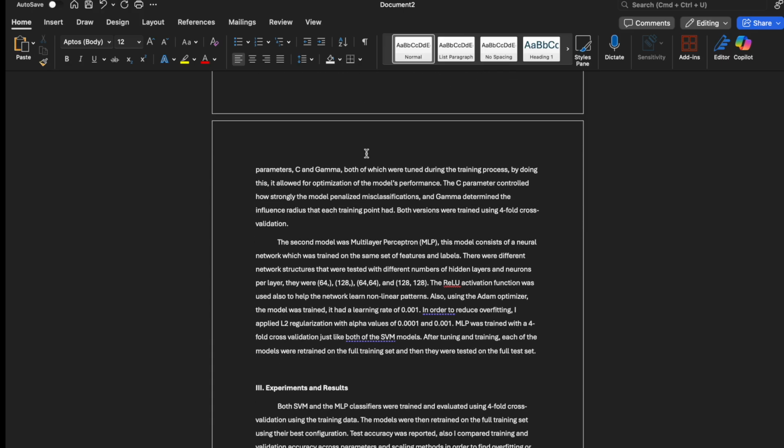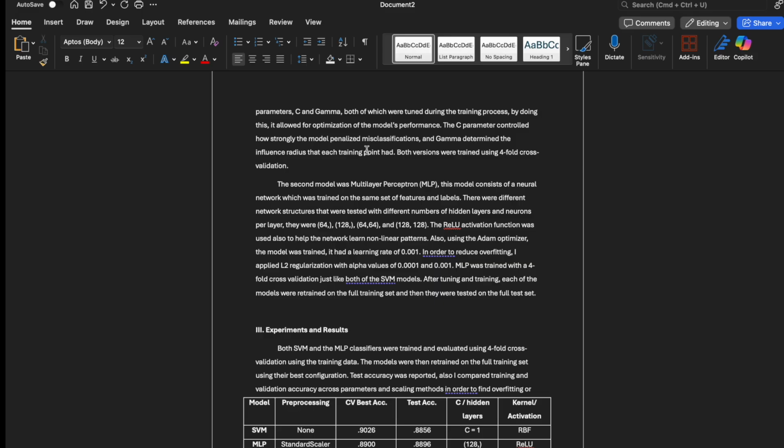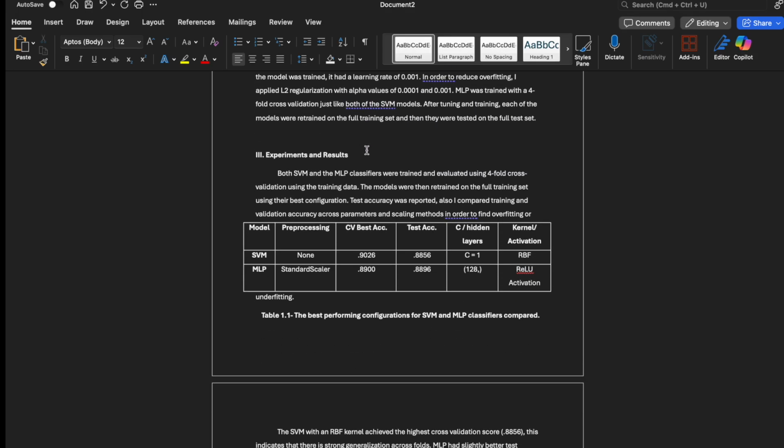The hidden layers that I tested were 64, 128, 64, 64, 120, and 128. And then I used the ReLU activation function. Also, I used the Adam optimizer with a learning rate of 0.001. And then to reduce overfitting, I applied L2 regularization with alpha values of 0.001. Let's get to the experiments and results.